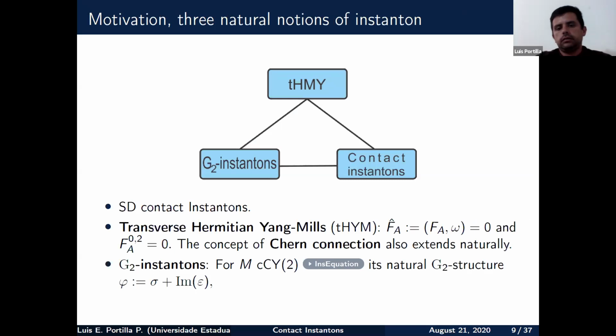In 7 dimensions, we would like to find examples of G2 instantons or contact instantons, or maybe transversely Yang-Mills. And it's interesting to find transversely Hermitian Yang-Mills connections using the Hitchin-Kobayashi correspondence. Okay, thank you.